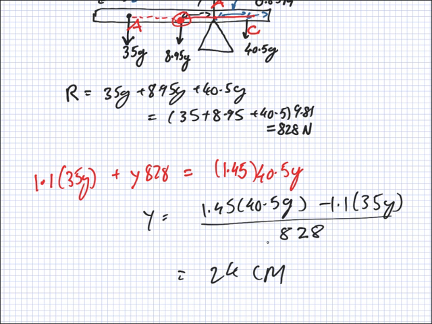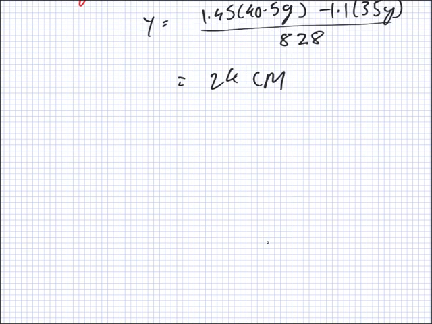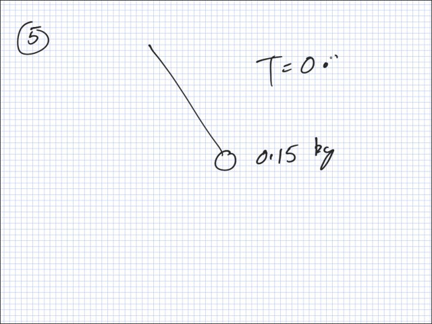Okay, on to number 5 now. I don't remember how well that was answered. A simple pendulum is made by attaching a mass of 0.15 kilograms. Determine the length of the pendulum if its time is 0.895 seconds. So which formula do we need here?